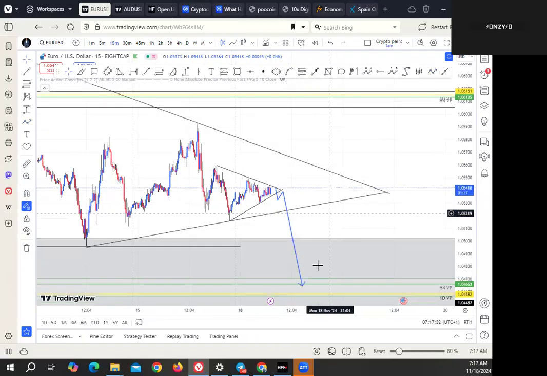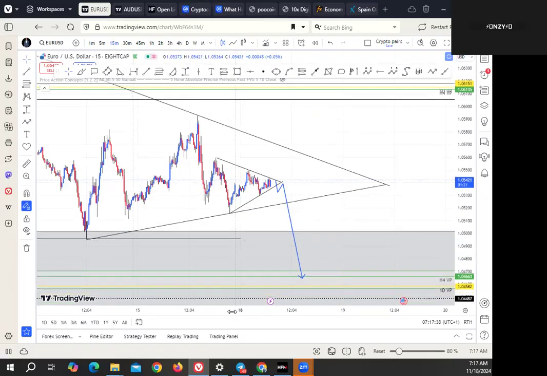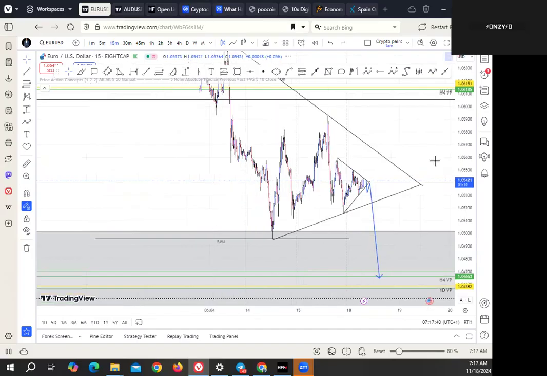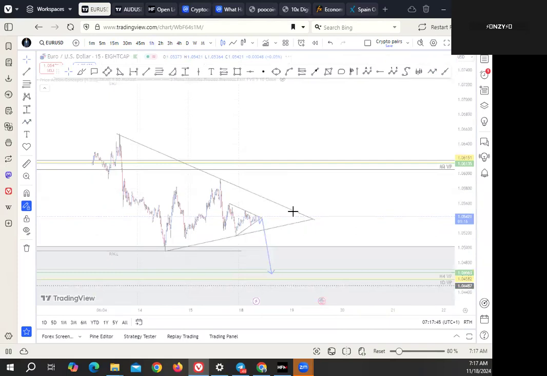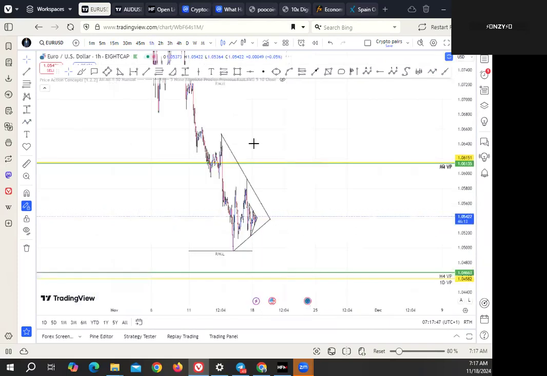But overall, based on the monthly time frame, the weekly time frame, and the daily time frame we spotted out, this is the overall trend to the downside, sells to the downside. So this is literally what I see for Euro USD right now. Watch out for that. If a trade opportunity comes out before this meeting ends, you can join it.